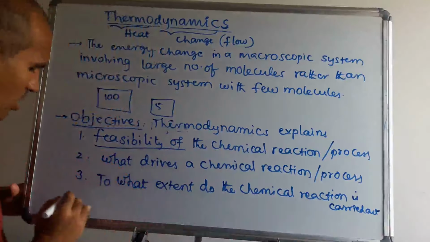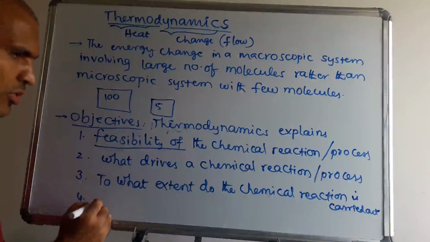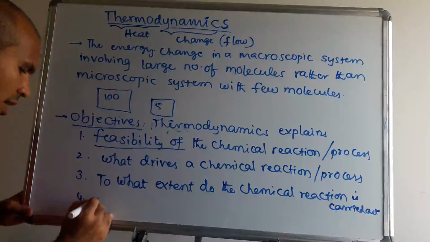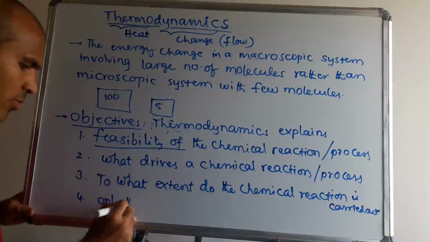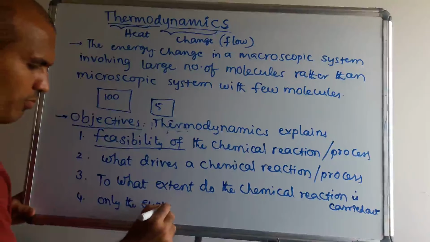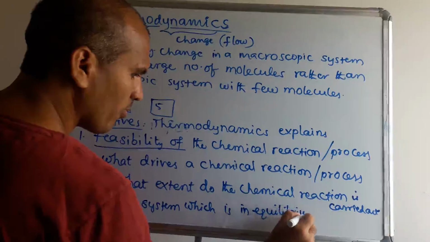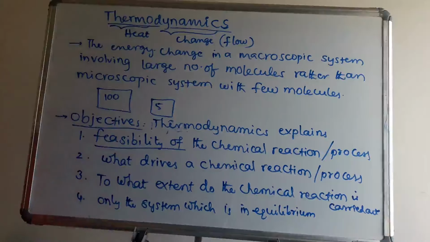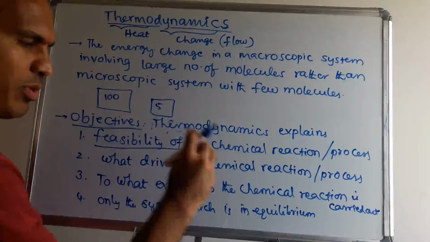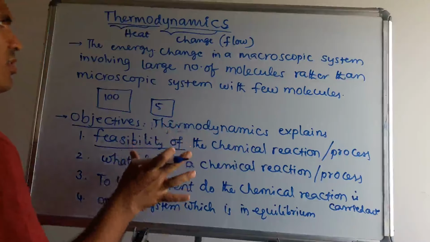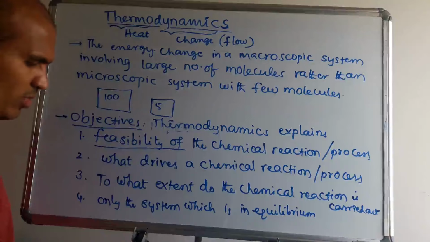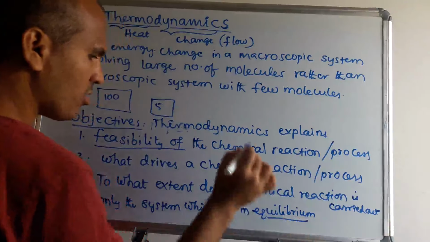The fourth one, thermodynamics explains only the system which is in equilibrium. So this is the objectives. Otherwise, for a system which moves from one equilibrium state to another equilibrium state, thermodynamics will explain further. This is also considered a limitation.